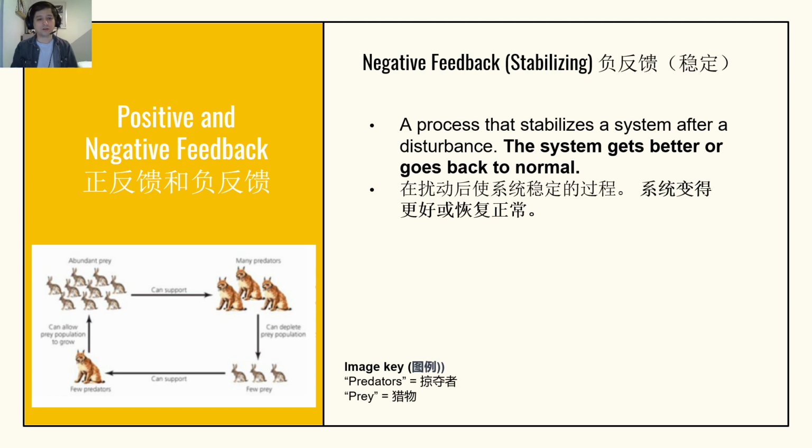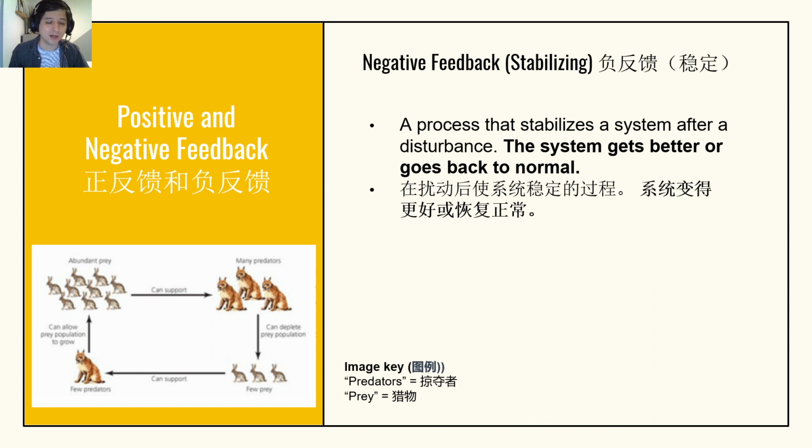Now let's talk about positive and negative feedback. So these are also words we saw at the beginning, but now we'll have some examples. So negative feedback, a process that stabilizes a system after a disturbance. Stabilize, if I remember correctly, right? The system gets better or goes back to normal, right?